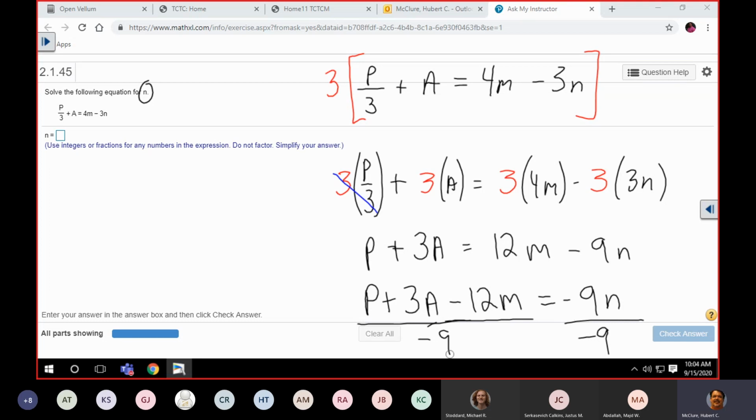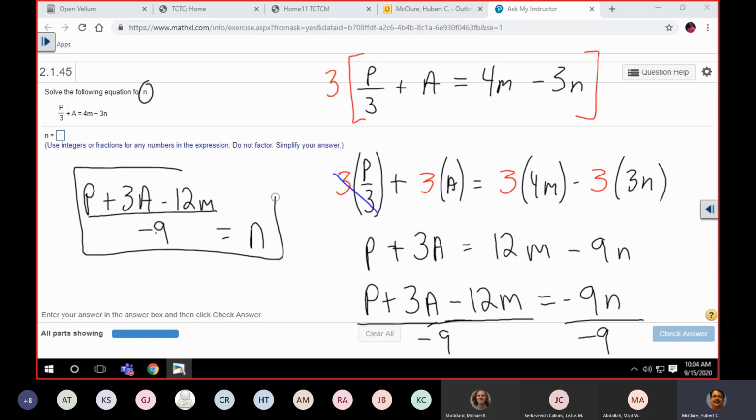So n is equal to, you could reduce, but I'm not, P plus 3A minus 12m over negative 9. You could say negative p over 9 minus a over 9 plus 4m over 3. You could do that, but I'm not going to because that's not in the most simplified form.